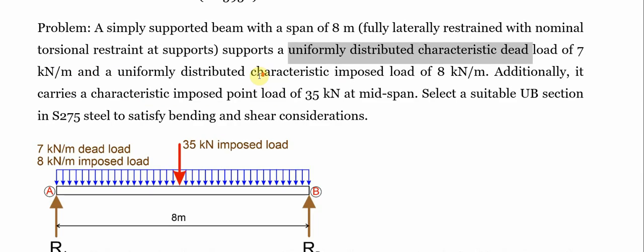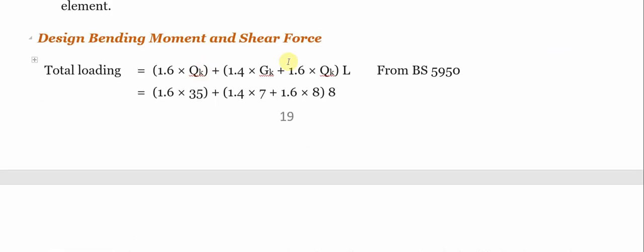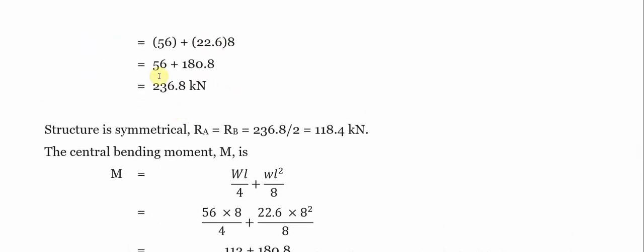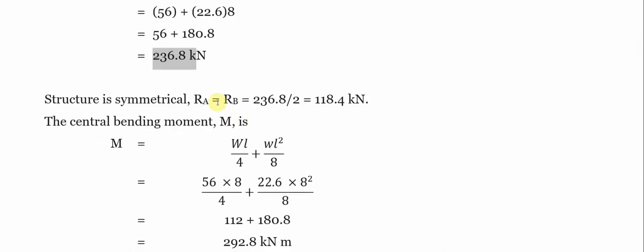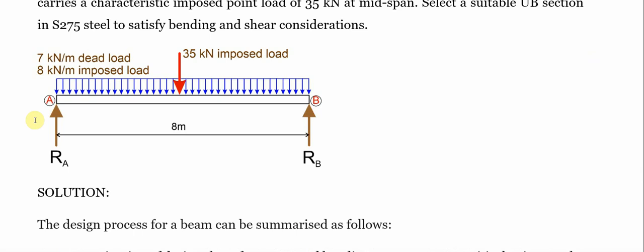So we were given an 8 meter span, 7 kilonewton per meter dead load, 8 kilonewton per meter imposed load, and a second imposed load of 35 kilonewton at mid-span. So when we calculate this, we have a value of 236.8 kilonewton. Now, after getting this, we have to distribute the load.